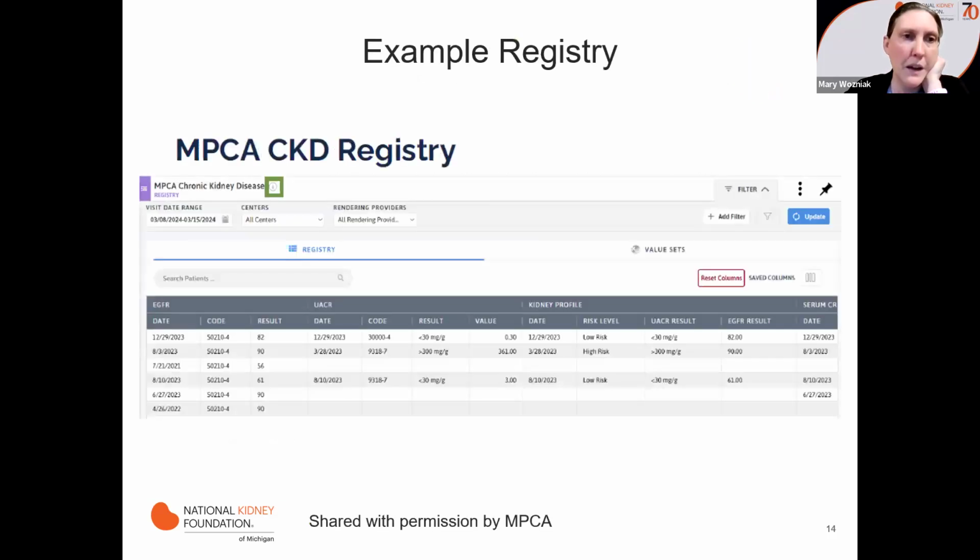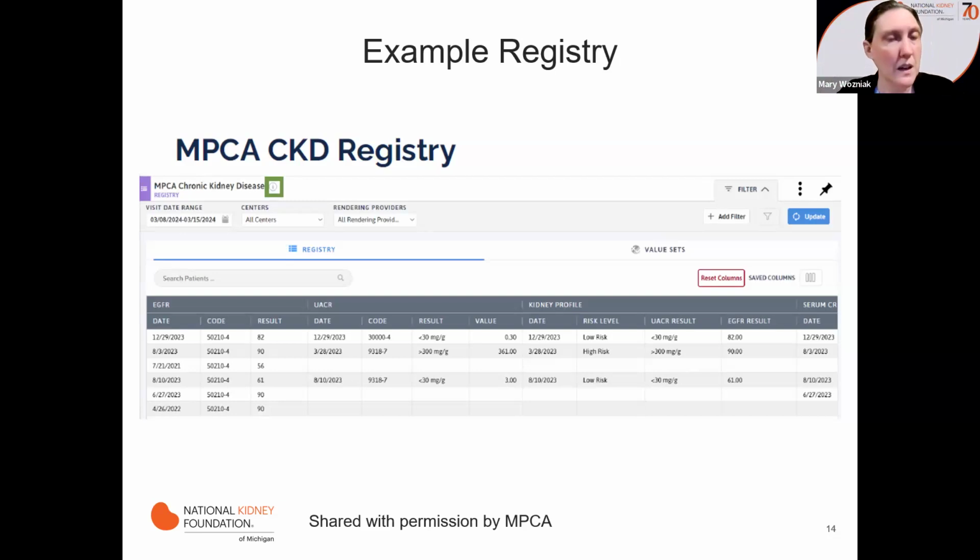You can also customize the date range that you're looking at here. Maybe you want to go back a year, maybe you just want to go back a month. But here they're pulling in the EGFR and the UACR testing, what the results are through MPCA at least, and they're able to identify the risk level of the patient based on those two tests. So if you wanted to use this to identify those patients at highest risk who haven't been screened, or maybe you're using it to identify those who just don't have any testing done in those previous 12 months to bring them in for testing.